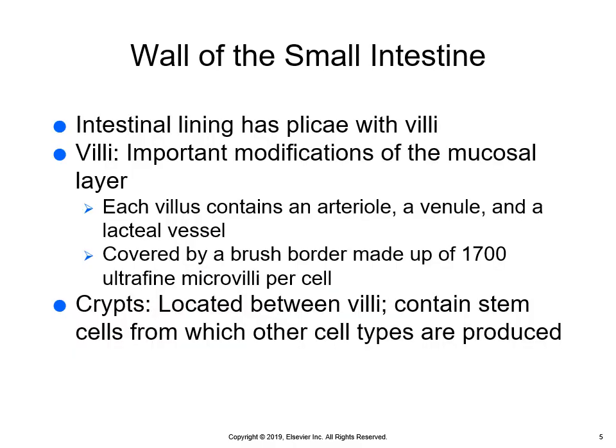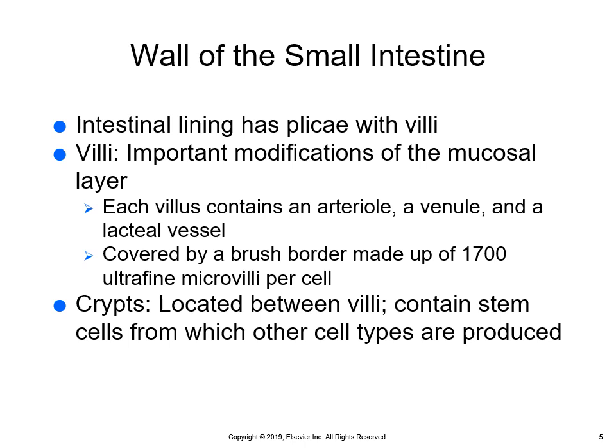All right, now we're going to look at the wall of the small intestine. So again, the small intestine, that's our primary site for digestion of nutrients. So we're talking about nutrients being absorbed, and the structure of it is basically structured in a way so that this nutrient absorption is going to be efficient.